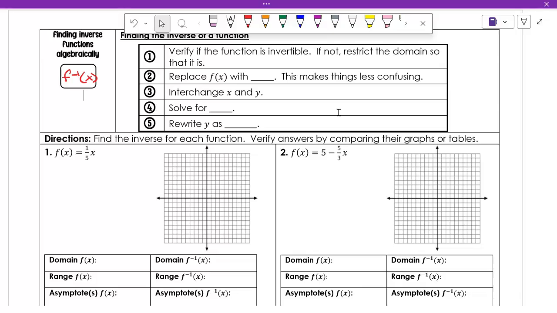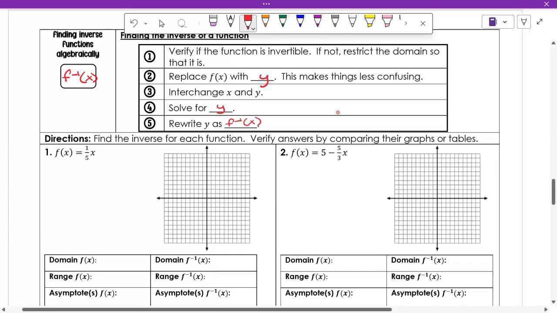Step number 2, replace f of x with y. That way it makes a little bit more sense for our next step where we swap x and y. And then what you will do after that is solve for y and then rewrite y as f to the -1 of x.